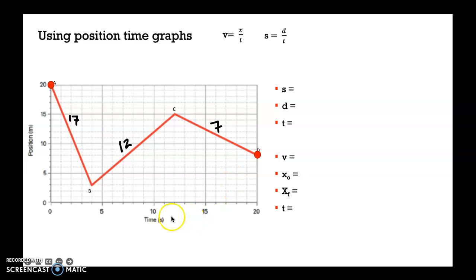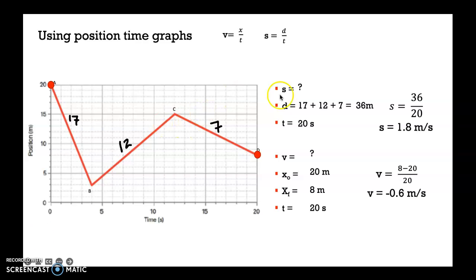All right, last one here. Go ahead, pause the video, find the speed, and find the velocity. Okay, so for this one, we have the speed is 17 plus 12 plus 7, which gives us a total distance of 36, divided by the 20 seconds. So we have a speed of 1.8 meters per second.